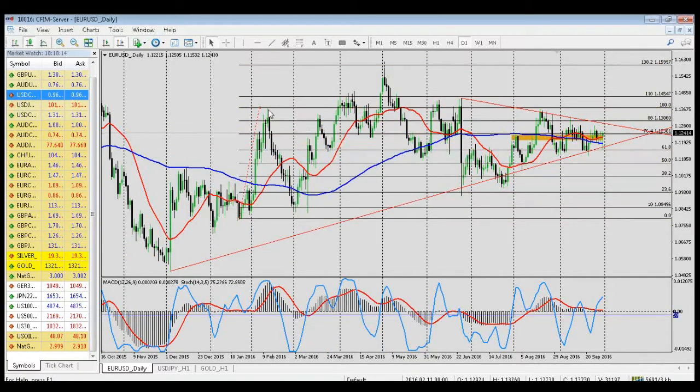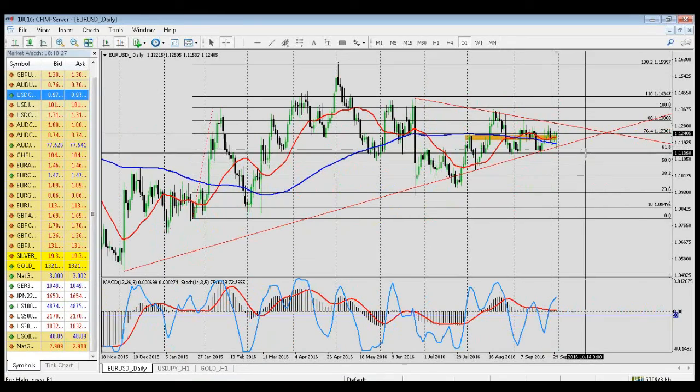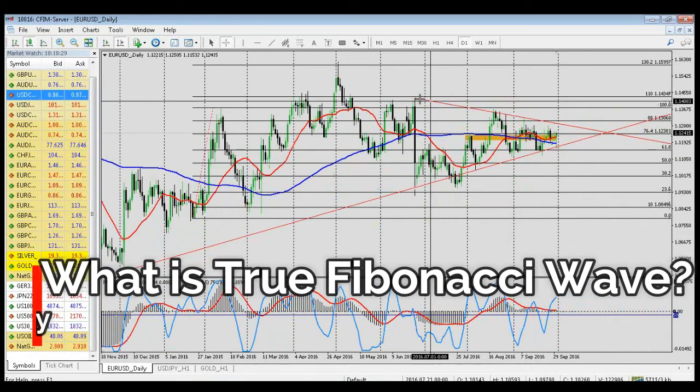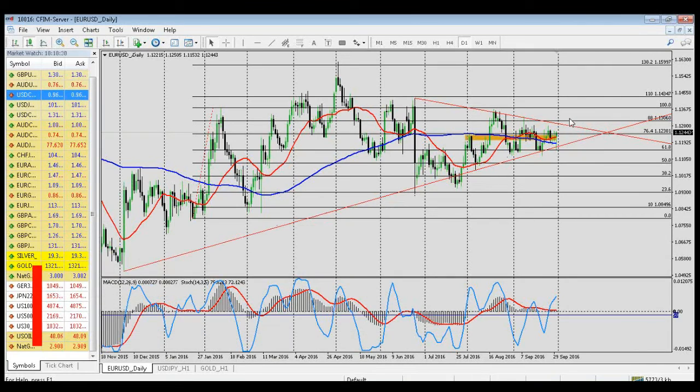And if you look at the euro dollar, basically two things will catch your attention. Number one, according to the True Fibonacci Wave analysis, today's lowest low was basically falling in line with 61.8% Fibonacci retracement zone. And besides that, the overall market move for the last entire year has been shaping up kind of like a symmetrical triangle formation.